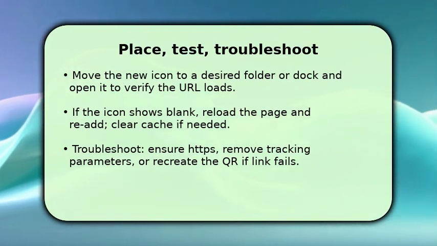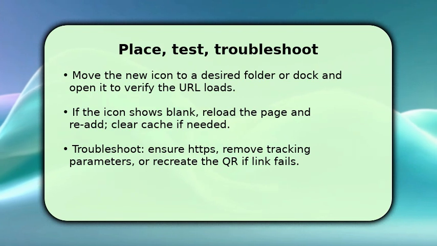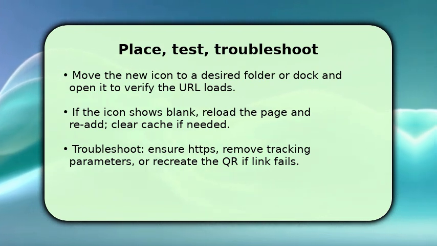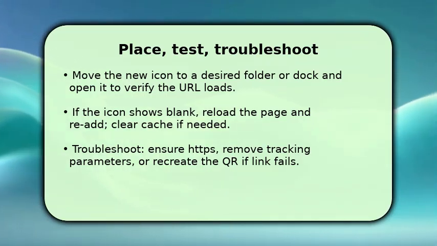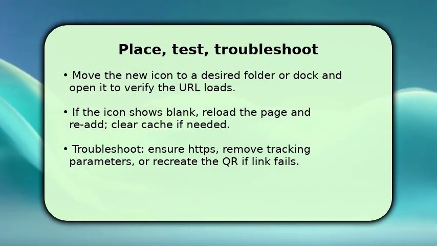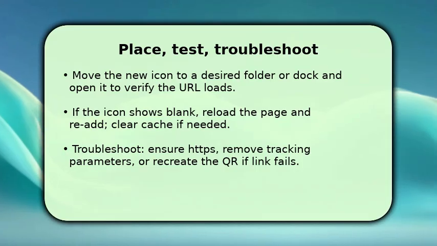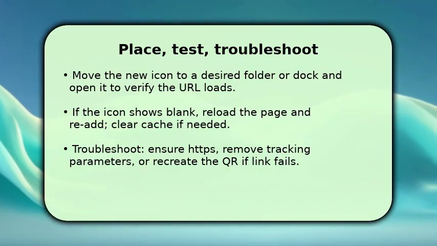If it fails, reload the original page, clear your browser cache, and try adding again. Sometimes favicons or snapshots don't generate on the first attempt. If problems persist, recreate the QR from the canonical HTTPS URL without tracking parameters, then scan or open that link and repeat the Add to Home process.